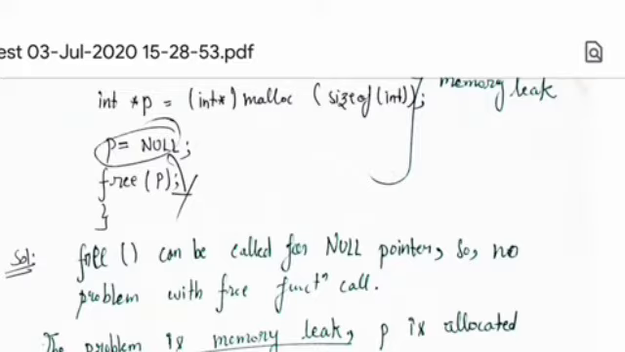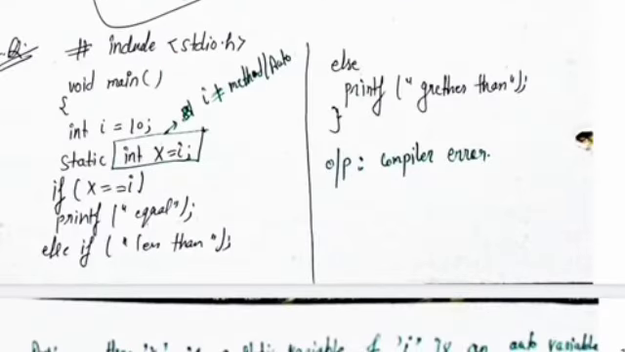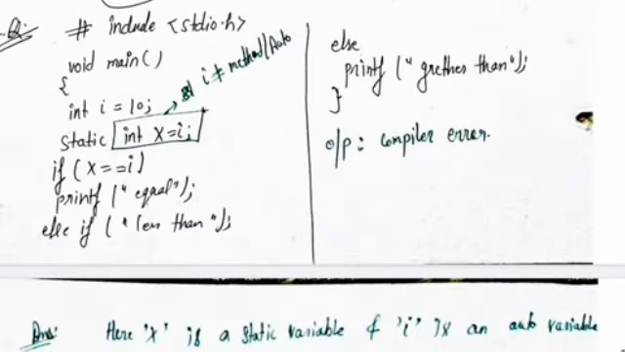Now come to the next question, question number 27. Here in question number 27, the line of code is given as void main, int i equal to 10, static int x equal to i, and if x equal to i, print equal, else if less than, else print greater than. So what will be the output of this program? The output of this program is a compile time error.